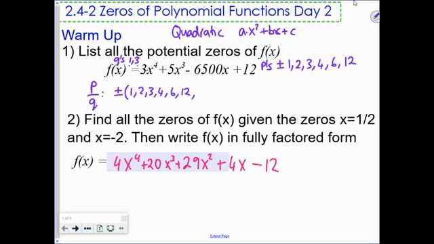And we don't write down any repeats. So we have 1 divided by 3, 2 divided by 3. 3 divided by 3 we won't bother writing because that would be 1 and we already have that here. 4 divided by 3, we need to write that.